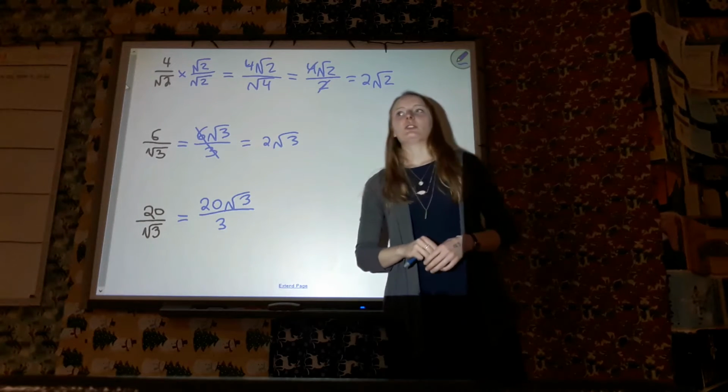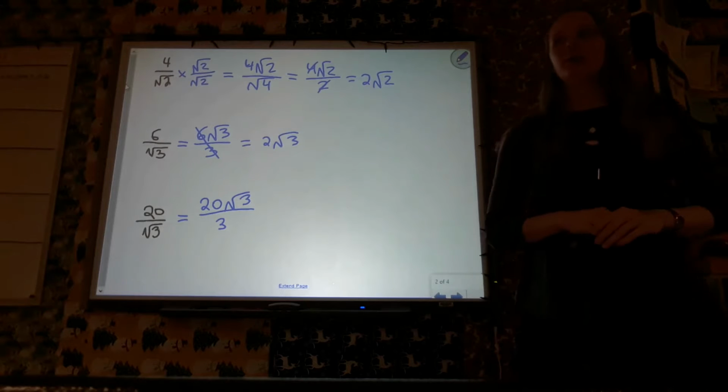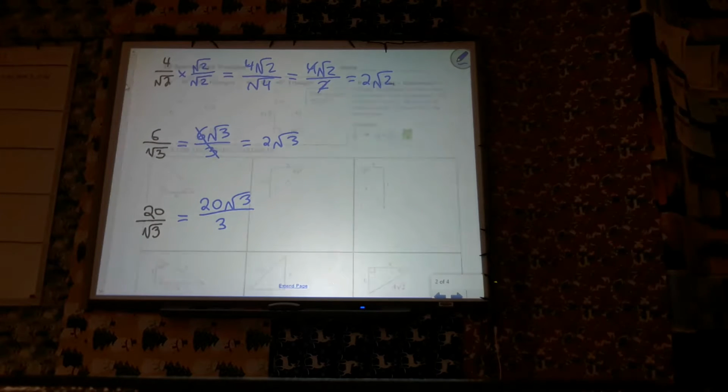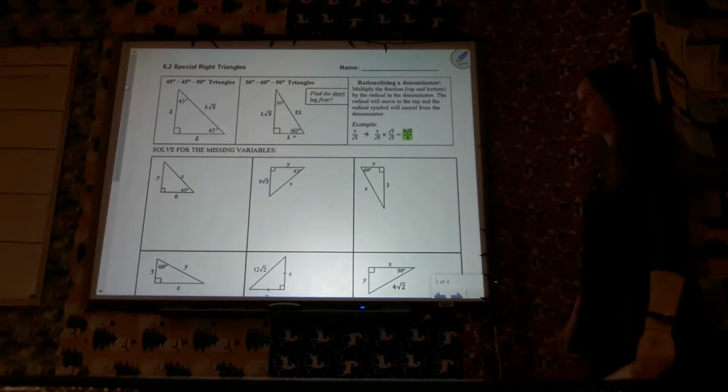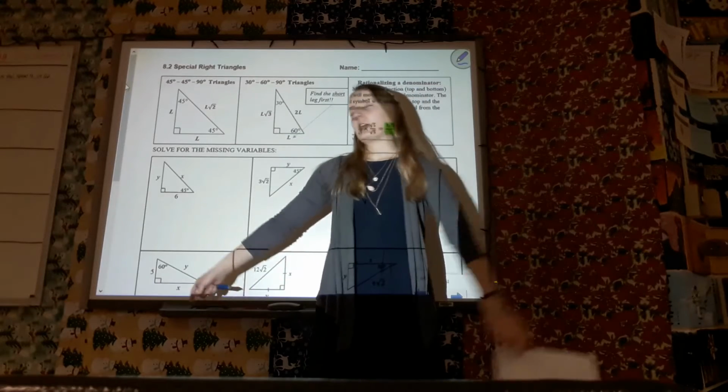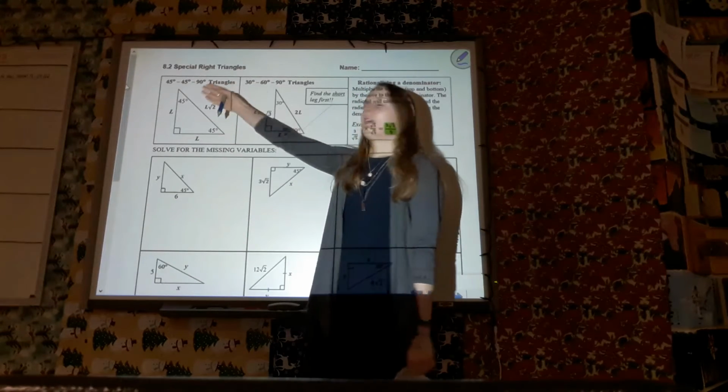Okay? That's called rationalizing the denominator, and we will be using that in this lesson. Is everybody clear with that? Okay. Now we can go on to the actual notes here. So we have 2 different types of special right triangles. That's what we call them, special right triangles. We have our 45, 45, 90, and our 30, 60, 90.